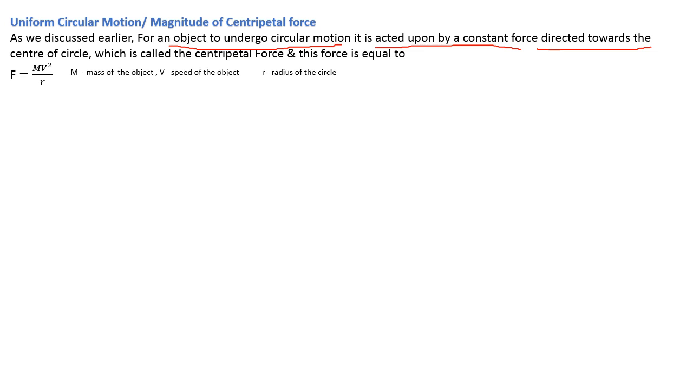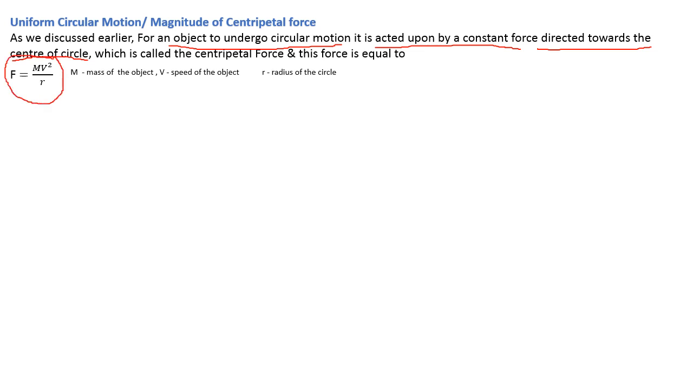So when an object undergoes circular motion, it is acted upon by a constant force, and that constant force acts towards the center of the circle. That force is called the centripetal force, and it is equal to F equals mv square. What is the force equal to? It is F equals mv square.